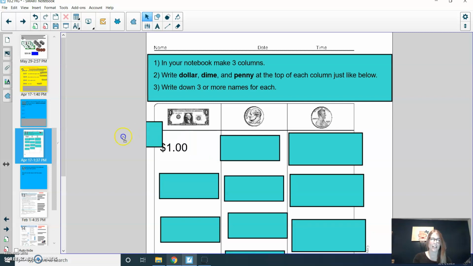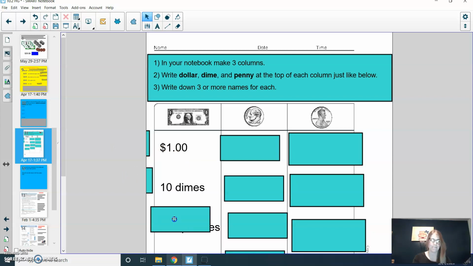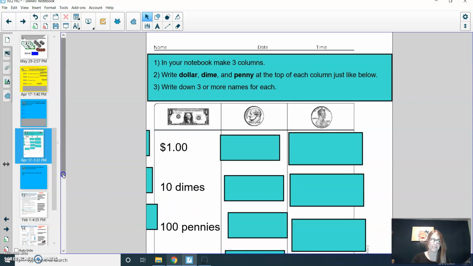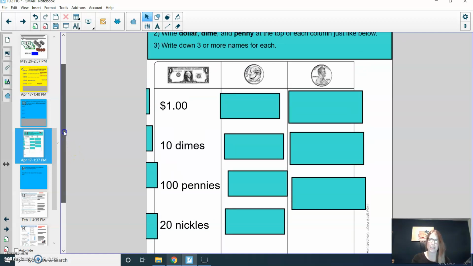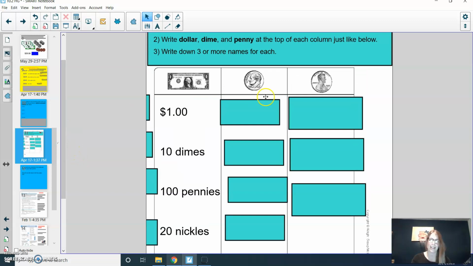So looking at the dollar, I had dollar and dollar cent notation. I had it being the same as 10 dimes. I had 100 pennies. I also had 20 nickels. You maybe had more answers or other answers that would also be correct that weren't the same as mine, and that's great too.